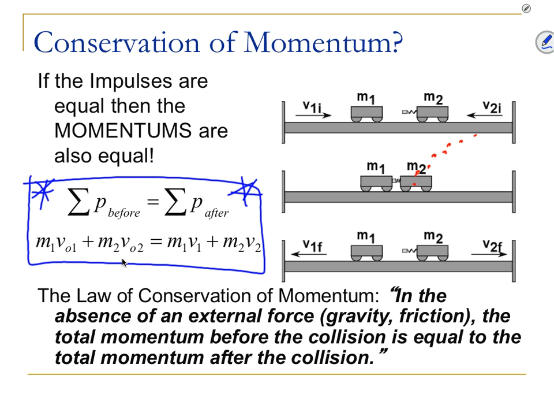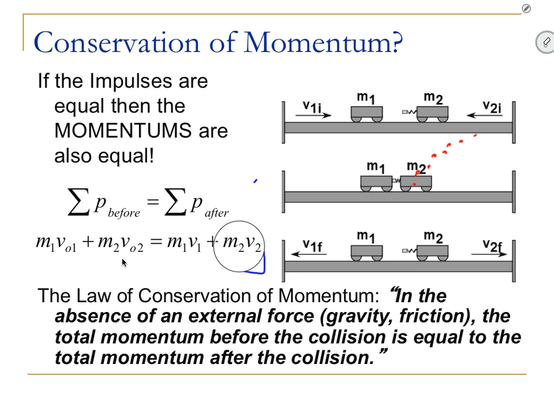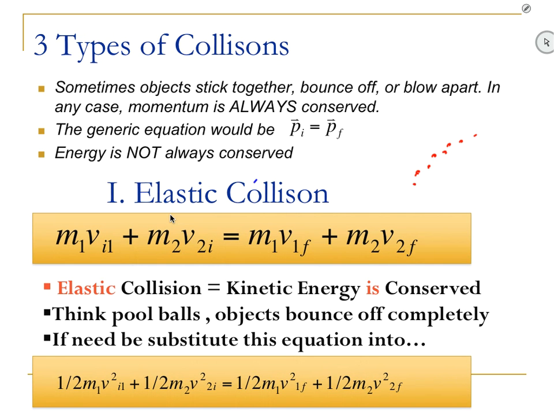The sum of the momentum before equals the sum of the momentum afterwards. So look, it looks like a really difficult equation, but in reality, momentum plus momentum equals momentum plus momentum. All of the momentum initial equals all of the momentum final, regardless of how many members there are. You could have M1, M2, M3, M4, doesn't matter. Okay, so that's pretty cool.